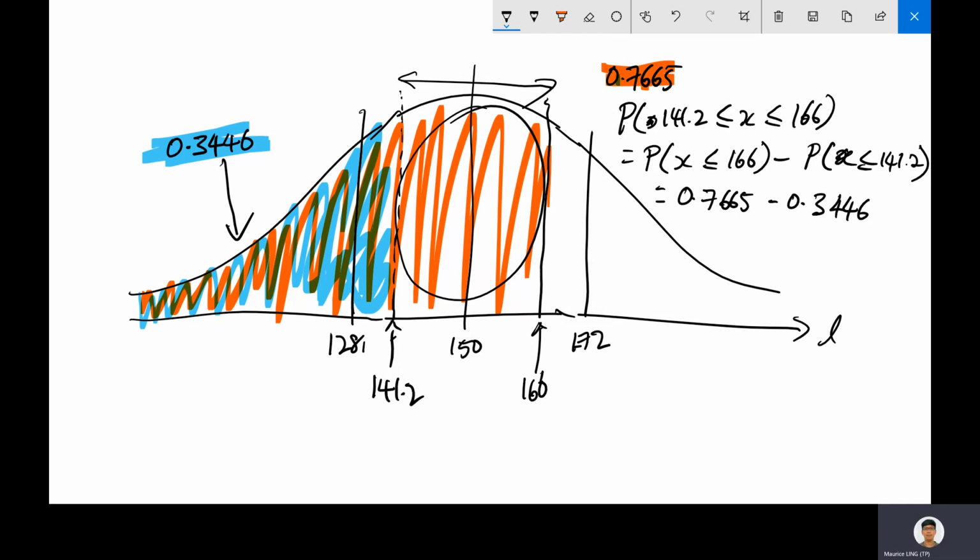Yeah, larger than 141.2. This x is larger, right? X is in between here and here.